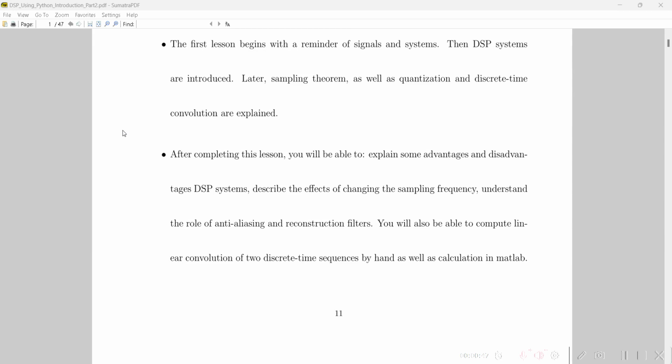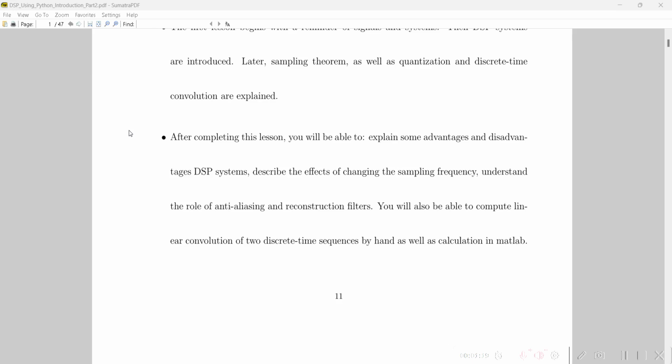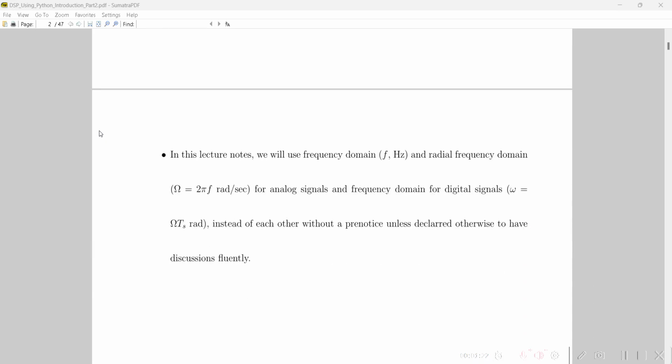After completing this lesson, you will be able to explain some advantages and disadvantages of DSP systems, describe the effects of changing the sampling frequency, understand the role of anti-aliasing and reconstruction filters. You will also be able to compute linear convolution of two discrete time sequences by hand, as well as computing or calculation in MATLAB or Python or any environment you are interested. But we mainly focus on using Python.